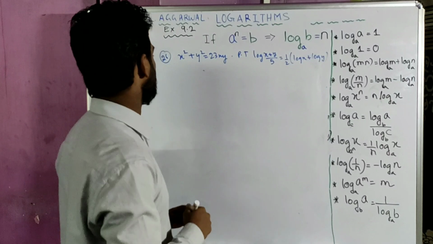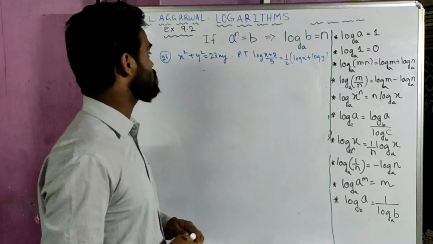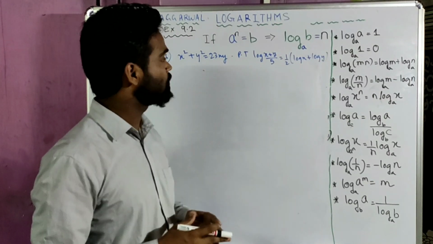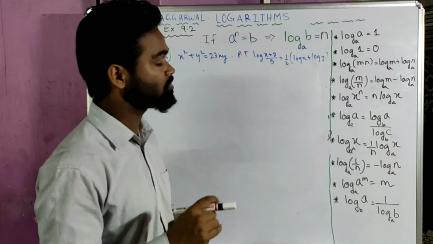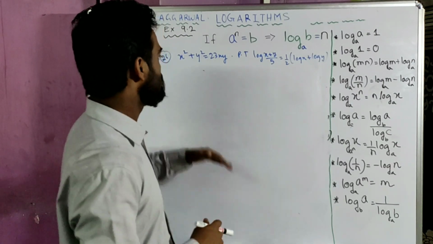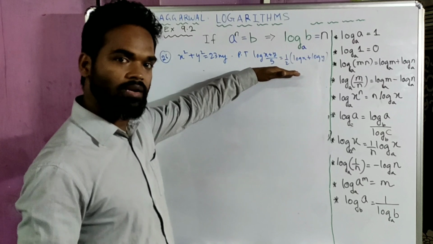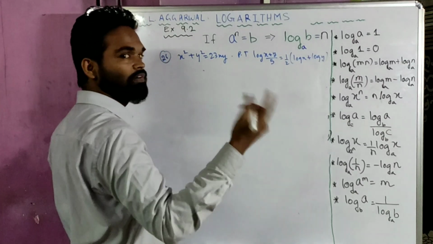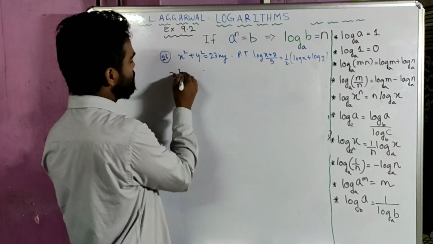Now look at sum number 26. Given x square plus y square equals 23xy, we need to prove that log of (x plus y) by 5 equals half bracket log x plus log y. So we need to start from here and end over here. How? Just the reverse of what we did in the previous sum.